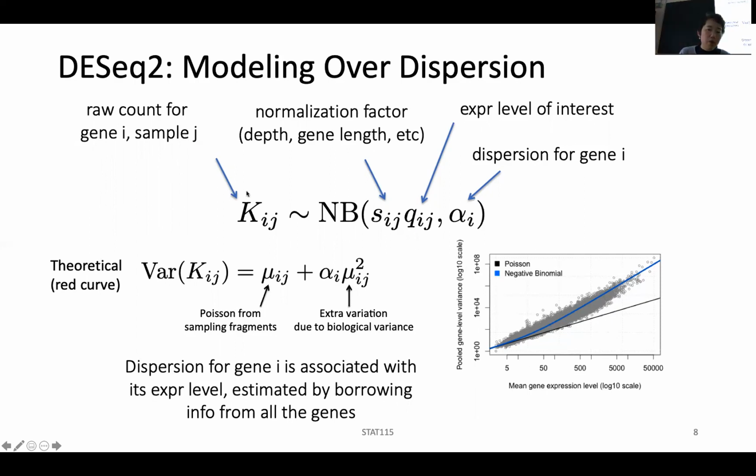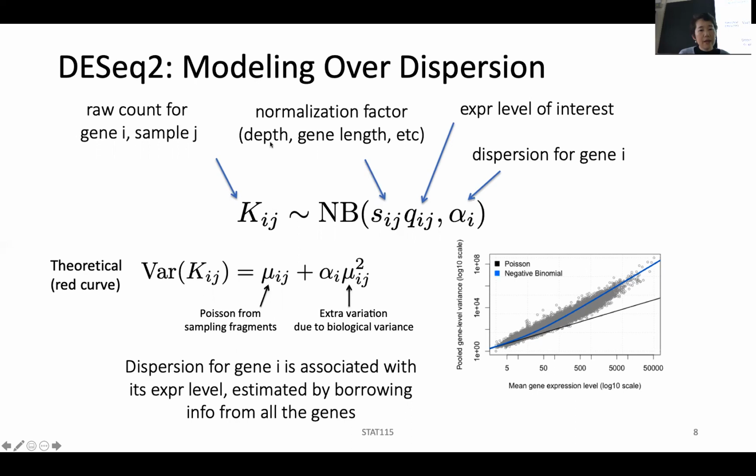And so you can imagine, normally if we try to model this as a negative binomial, this K_ij is, sorry, maybe the ij is slightly different from the previous slide. So this is the raw count for gene i in sample j. I think previously we had i as the sample and j as the gene, but you get the idea. So this is the actual raw count that we see for a sample. It follows a negative binomial distribution. There is a small scaling factor.